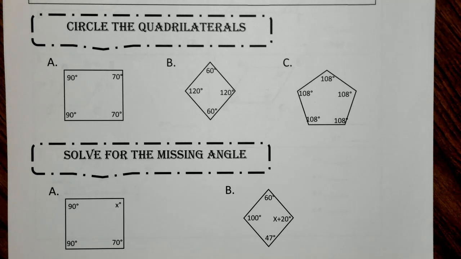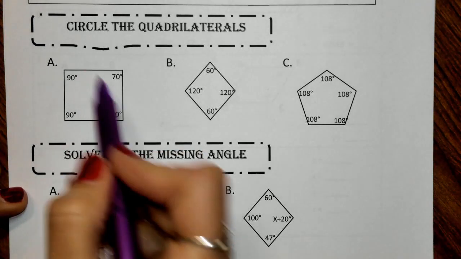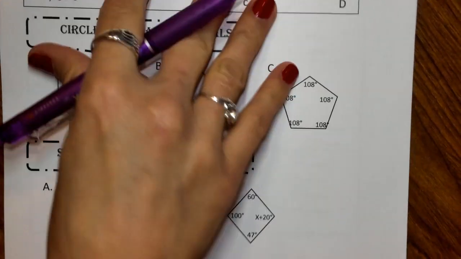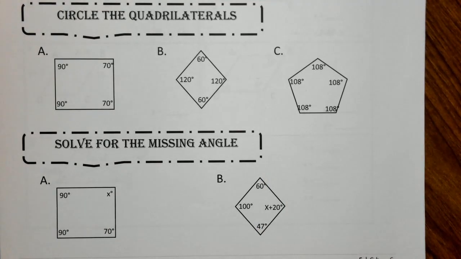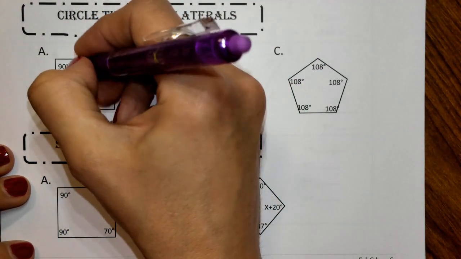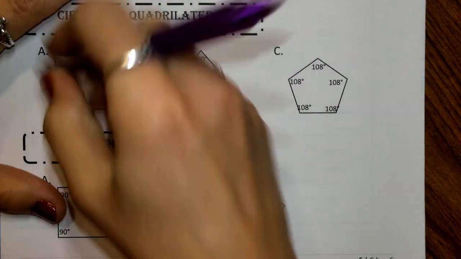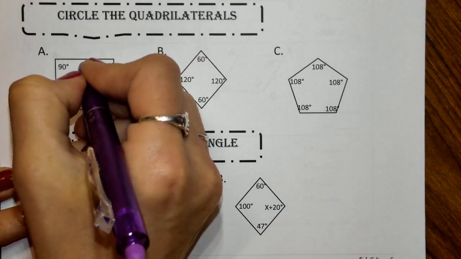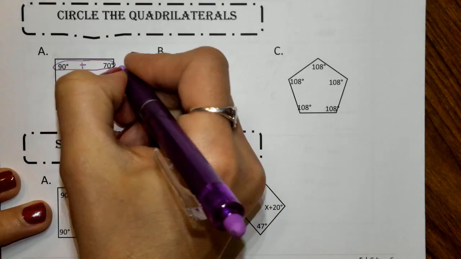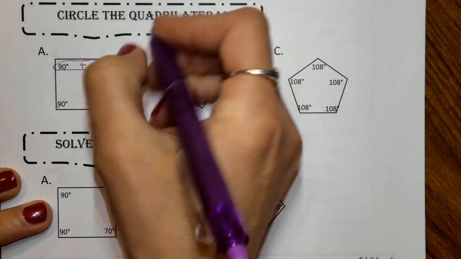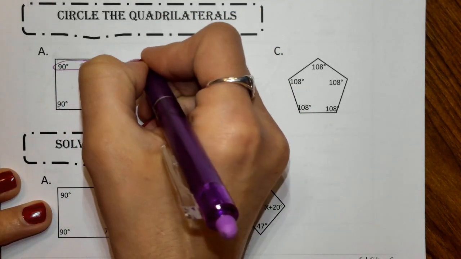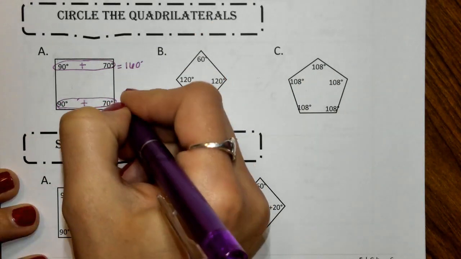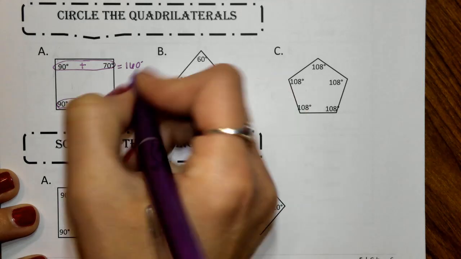If you look at A, well, we have 4 sides. We can easily see that: 1, 2, 3, 4. So check that one off, but we have to check to make sure that the angles add up to 360 degrees as well. So if we take a look here, I'm going to go ahead and circle this. Actually, I'm going to go the other way. That way we can see it mathematically. If we take 90 plus 70, we're going to find out that this is going to equal 160 degrees. And then if we take the other 90 plus 70, this is also going to equal 160 degrees.